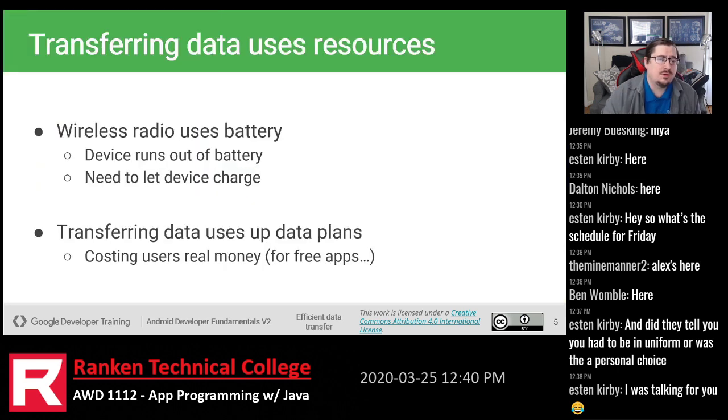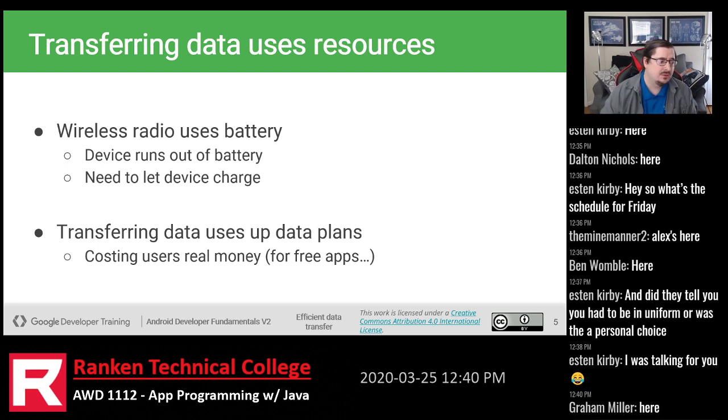So, transferring data efficiently is an important thing. When it comes to using resources, the wireless radio is the most important thing that we're going to talk about in terms of resource usage, because that's the thing that we have some control over, and that's really what we're focusing on as we're trying to do things in the background.